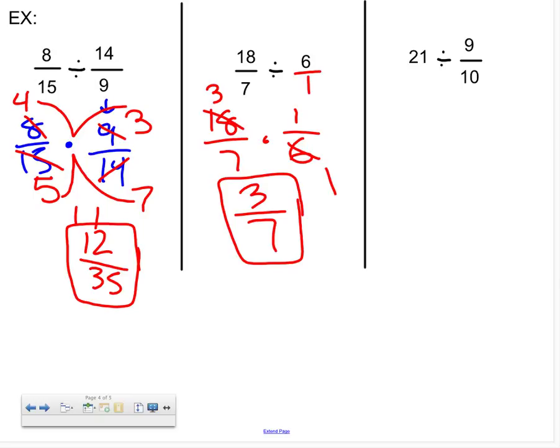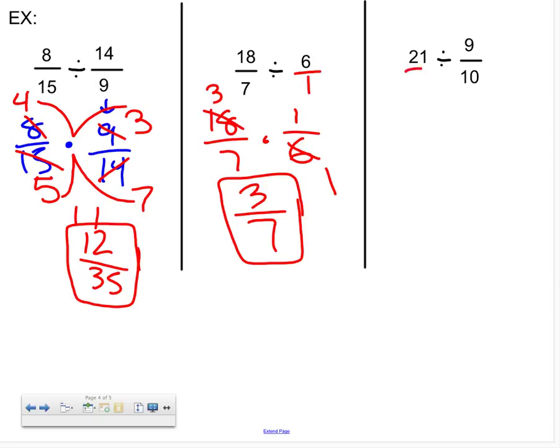So again, flip and multiply. But do nothing before the flip. You have to flip before you cancel. Before you do anything else, you have to flip. So don't do anything. Don't cancel. Don't try to change anything. Just flip the fraction first and then go do what you're going to do.